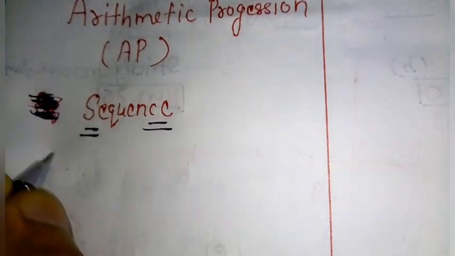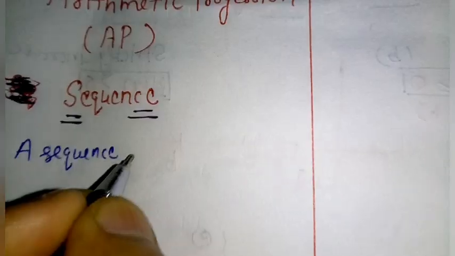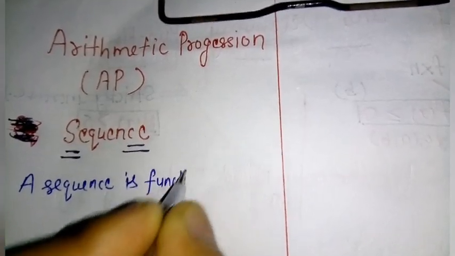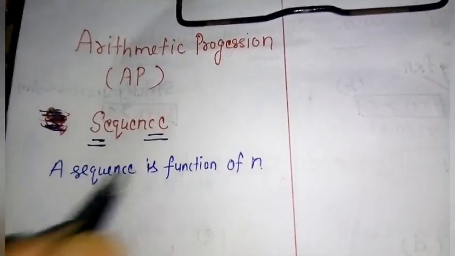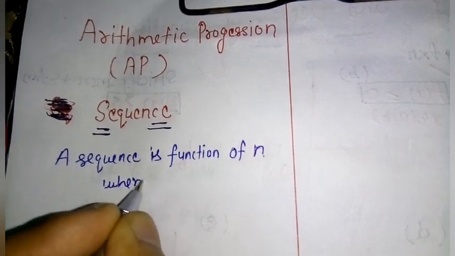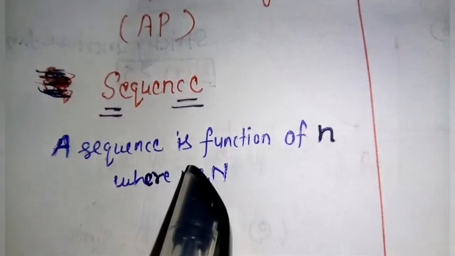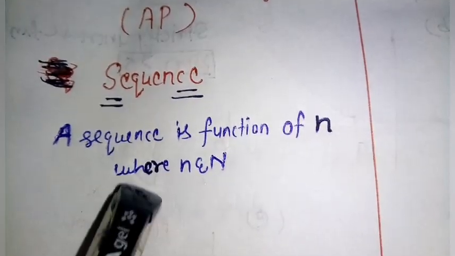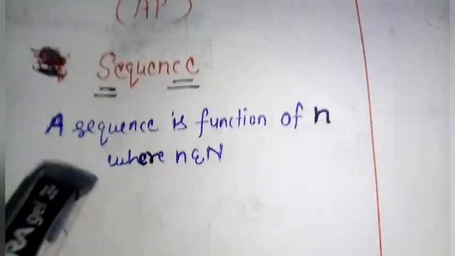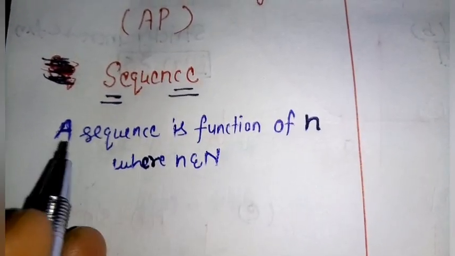आज हम पढ़ेंगे अर्थमेटिक प्रोग्रेशन। एपी शुरू करने से पहले हम सबसे पहले सीक्वेंस पढ़ेंगे। A sequence is a_n, where n belongs to natural number। सीक्वेंस जो होता है वो फंक्शन होता है n का, और here n belongs to natural number। सीक्वेंस हो सकता है इवन नंबर का, ऑड नंबर का। So we can take an example to understand sequence.